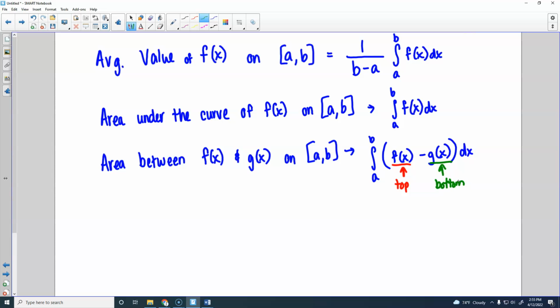Or if we are in terms of y, let me write it in terms of y. So I'm going to do from c to d of f of y minus g of y dy. If we're looking in terms of y, it would be the right function minus the left function.